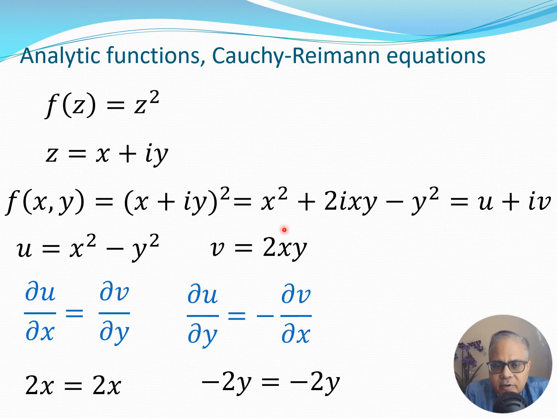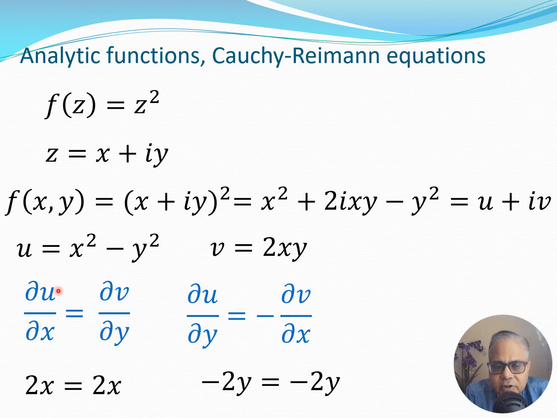Now I can express this in the form u plus iv. So u would be the real part and v would be the coefficient of i, that is the imaginary part of this complex number. If we do that, we get u equals x squared minus y squared, that's the real part from this equation here, and v is going to be 2xy. That's the coefficient of i here. So we have values for u and v, and then we invoke the Cauchy-Riemann equations.